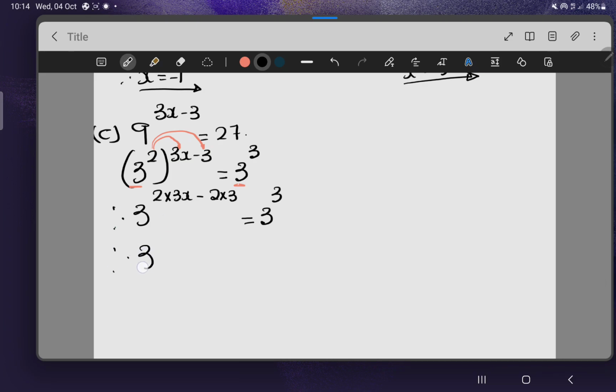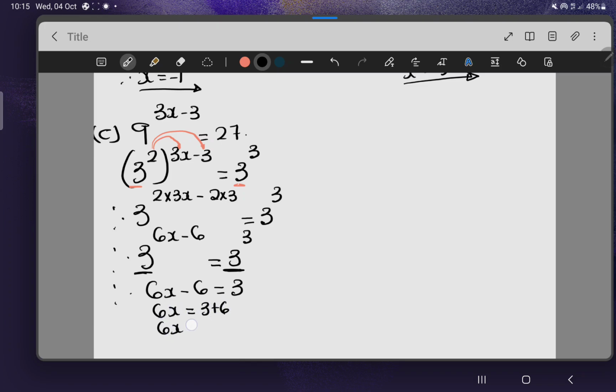Then now we have 3 to the power of 3 times 2, it's 6x minus 6, it's equal to 3 to the power of 3. We are happy because the bases are the same. Then the answer is the exponent. Then it's going to be 6x minus 6 is equal to 3. Remember, we are not by any means looking for 6x minus 6. We're looking for x. Then we're going to take 6 to the other side. That will be 6x is equal to 3 plus 6.